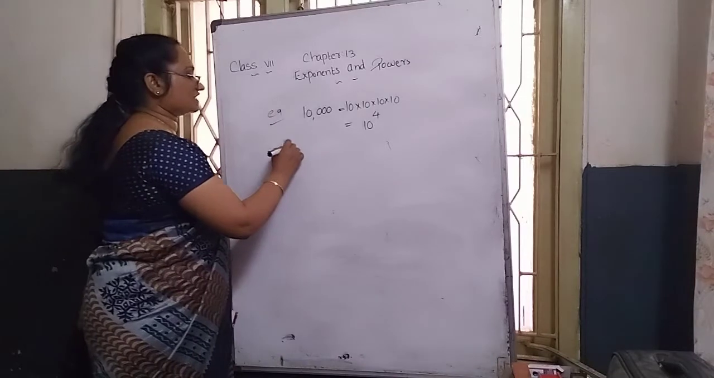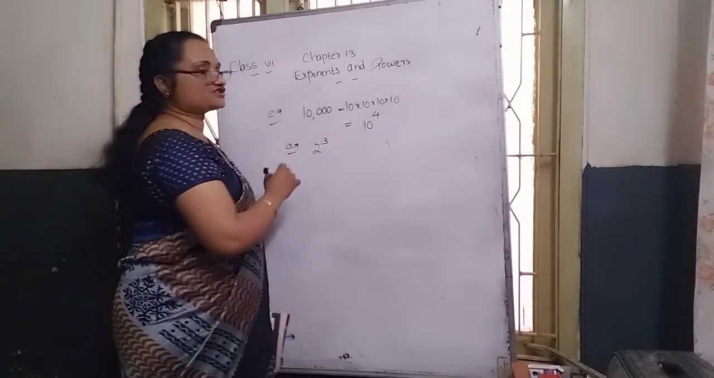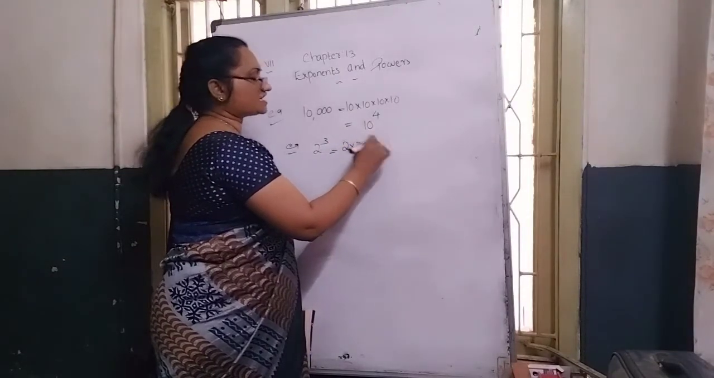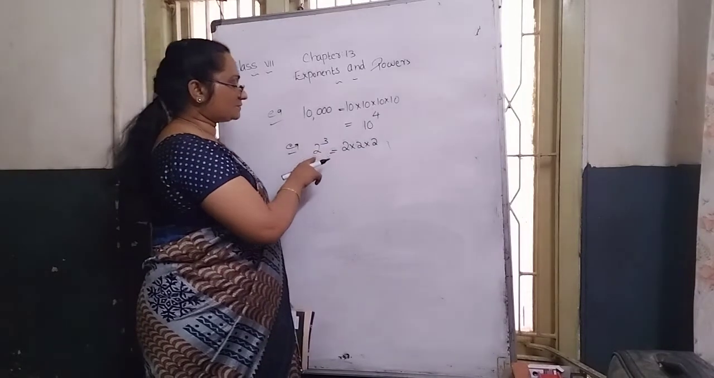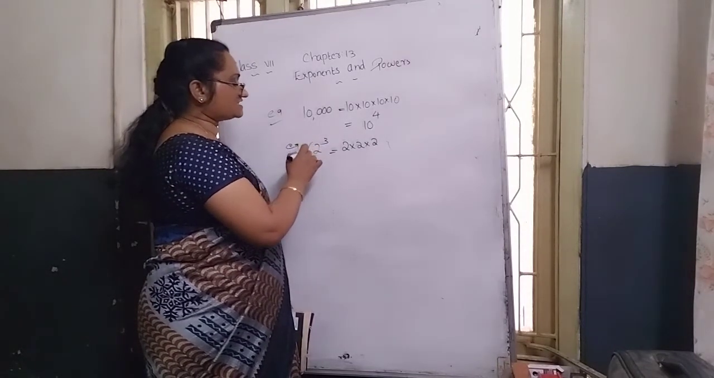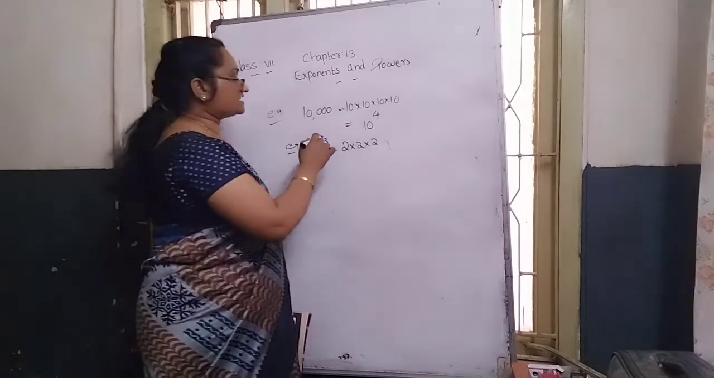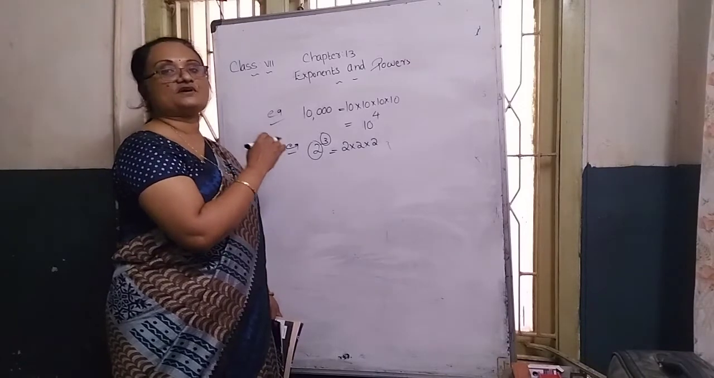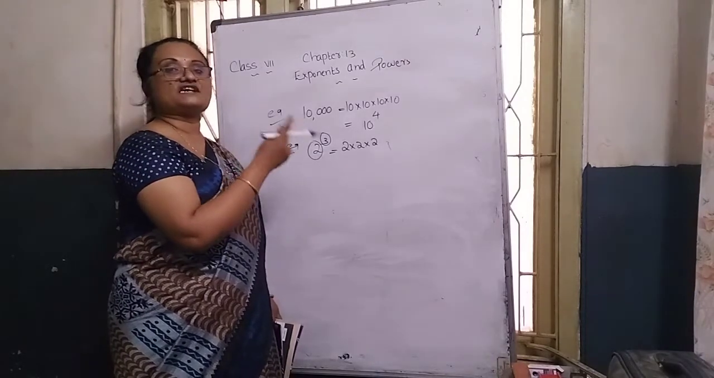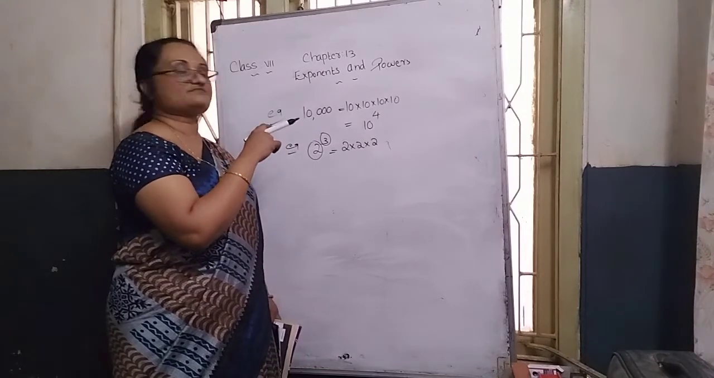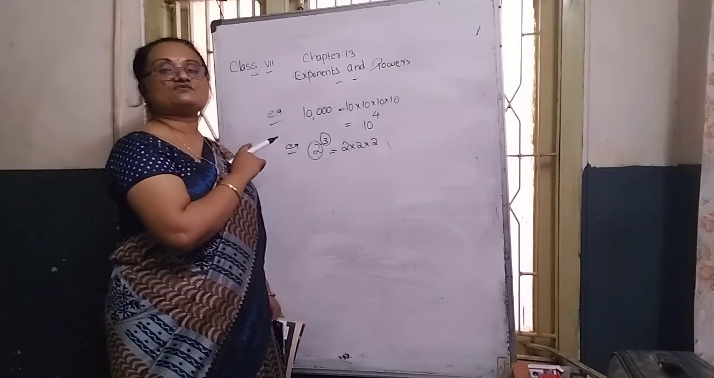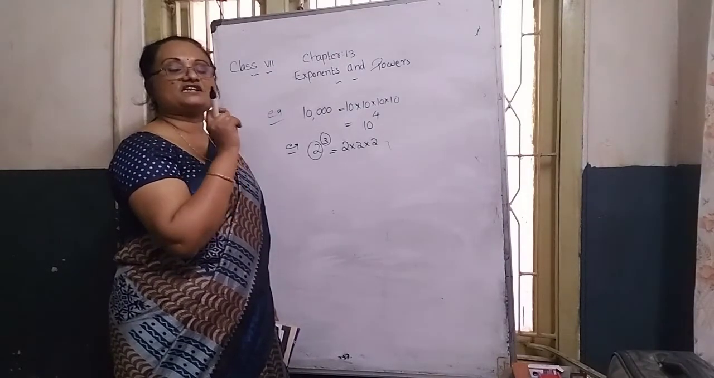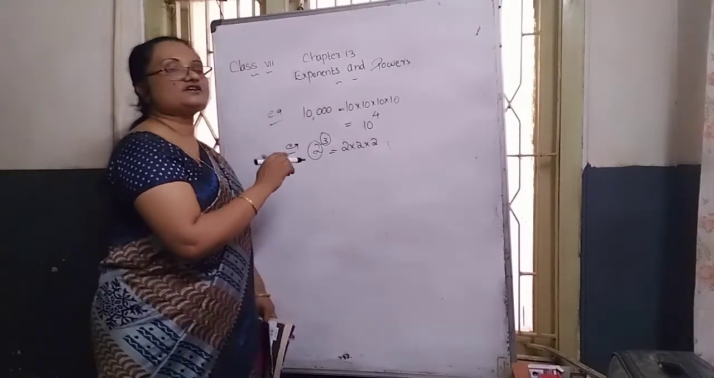Here is one more example. 2 raised to 3. 2 raised to 3 means 2 is multiplied how many times? 3 times. That is the meaning. Here, what is the base? 2 is the base. And what is the power or exponent? 3 is the power. The base is multiplied how many times? Power 3 times. That means 3 times we want to multiply the base. For expressing a bigger number in a short form we use a power notation.